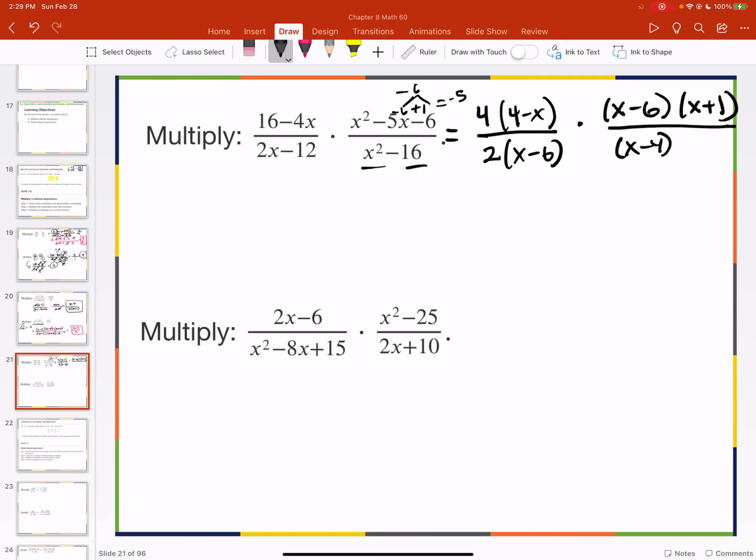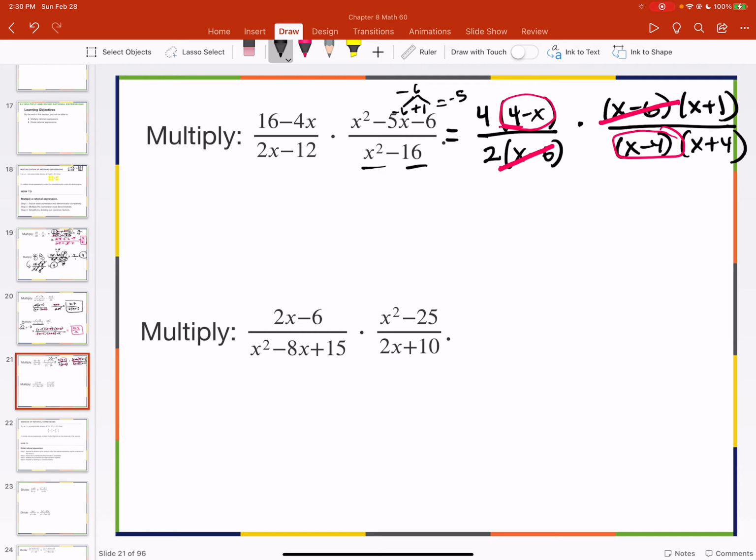Okay, so what cancels out? Well, remember, these are the same but in different order. So I can cancel them out, but I'm left with a negative, right? So what else can cancel? These x minus 6's can cancel out, and that's it.